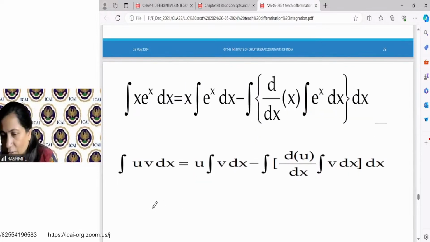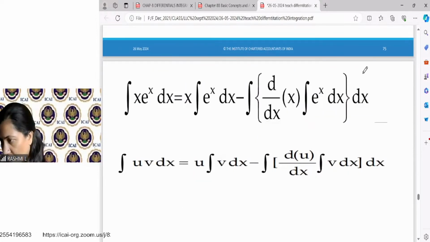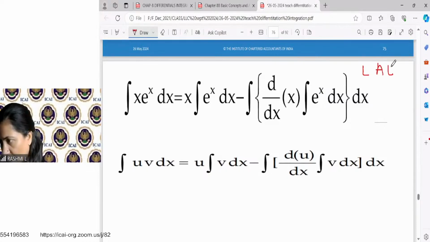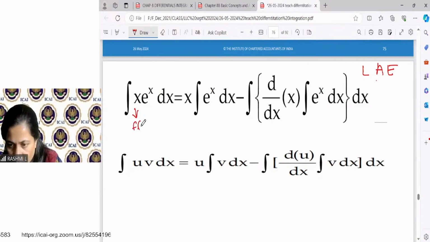So let us try it on one sum. x e raised to x, L A E. So what will be my first function? Logarithmic. Do I have a log function? No. So I have an algebraic and an exponential. So first function must be algebraic, second must be exponential. So this will be my first function and this will be my second function.